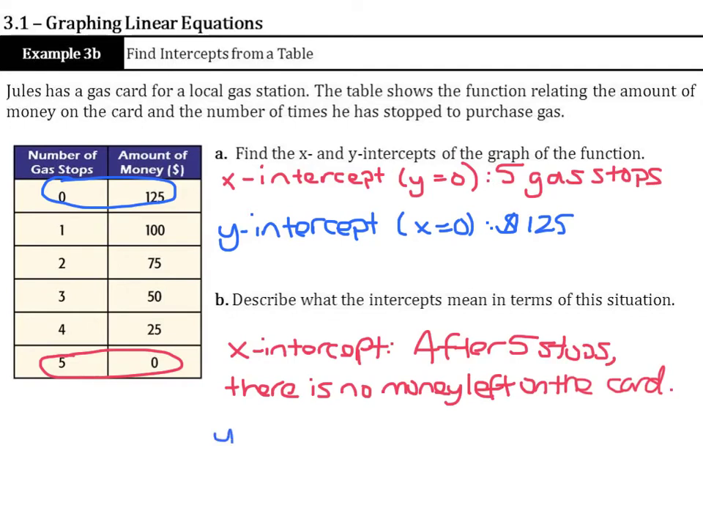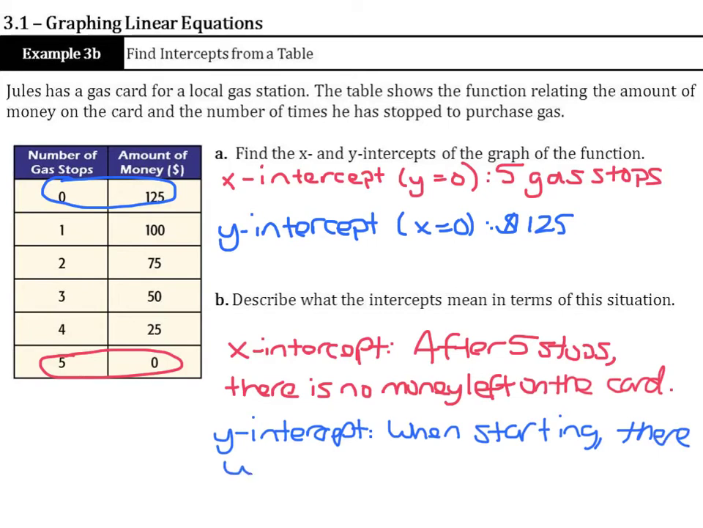And as for the y-intercept, well, that's where we started. When starting, there was $125 on the card. Let's continue.